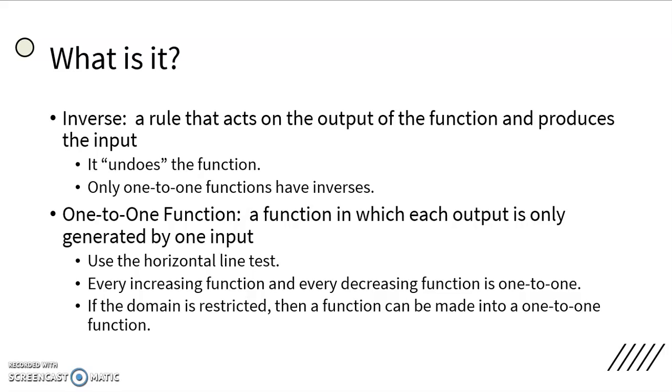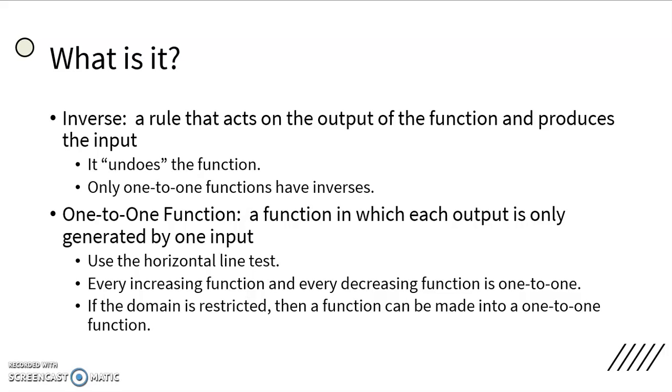An inverse is a rule that acts on the output of a function to produce the input. It's basically an undo button for the function. So that means that if I have the function 2x, its inverse function would be x divided by 2, because multiplying by 2 and dividing by 2 are opposite operations. So if I take the output values from the 2x and I put them into x divided by 2, it will give me those original input values.